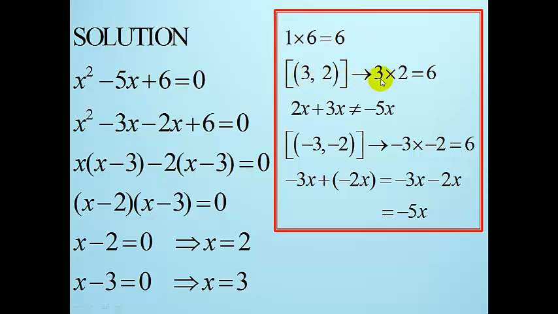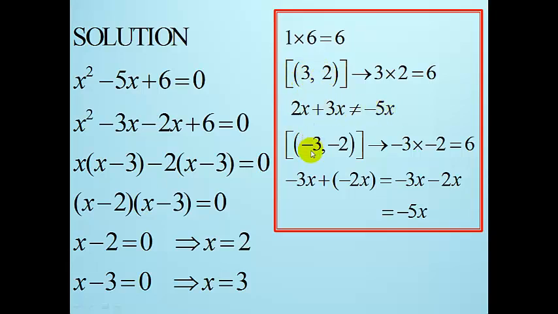Now let's start with 3 and 2. When we multiply 3 by 2, the answer is 6, which is equal to the 6 we had. But when we add 2x to 3x, 2x plus 3x is not equal to minus 5x. Take note that the term we have here is minus 5x, but when we add 2x to 3x, it is not equal to minus 5x. That means that we cannot use the numbers 3 and 2.